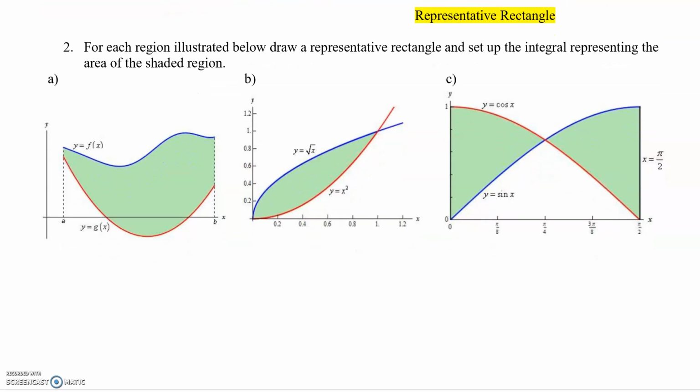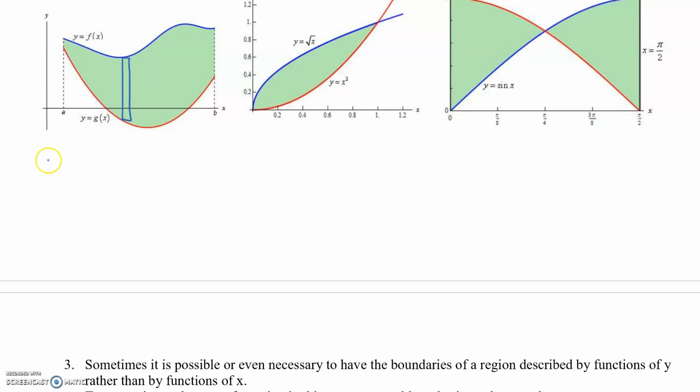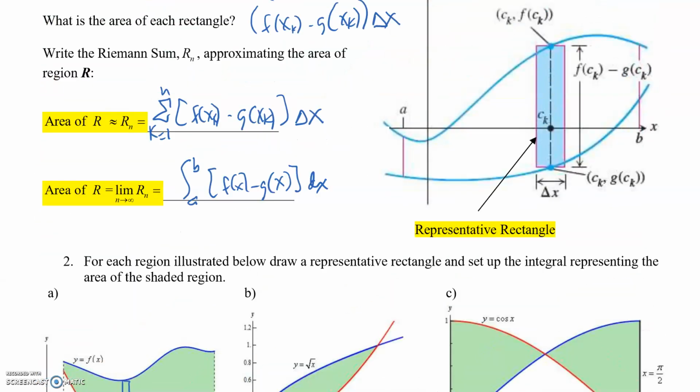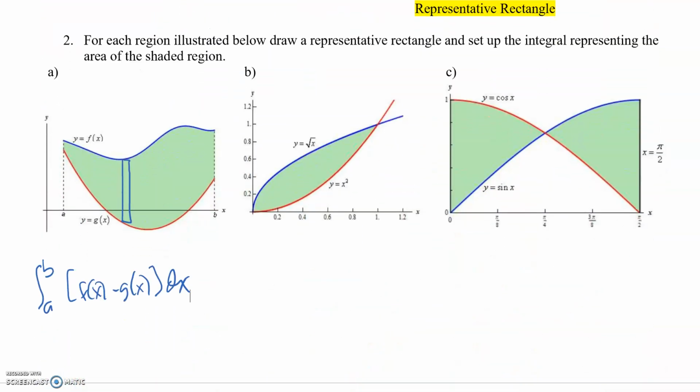So for 2a, I'll draw a representative rectangle. And mine's going to be blue. The width of that rectangle, of course, is delta x. The height is f of x minus g of x. And a definite integral that would represent this area would be the integral from a to b, because those are the limits of integration, of f of x minus g of x dx. This is essentially a repeat of what we just wrote up there, the definite integral for the actual area right there. So let's move on over to 2b.